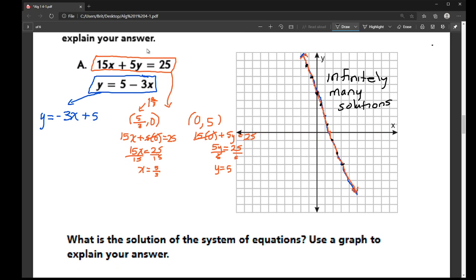So what you're looking for, when you're looking for infinitely many solutions, you're looking for the same slope and the same y-intercept. Alright, so that's your b value, remember. So I could convert the orange one into slope-intercept form, and you'll see it's the same line.